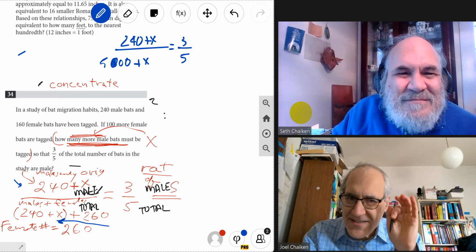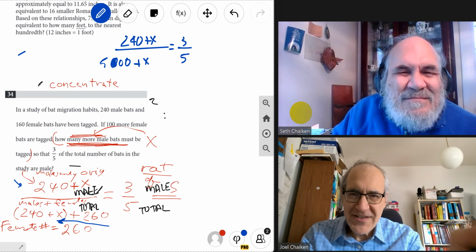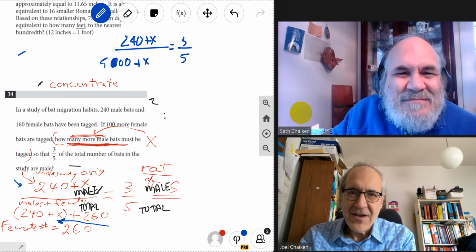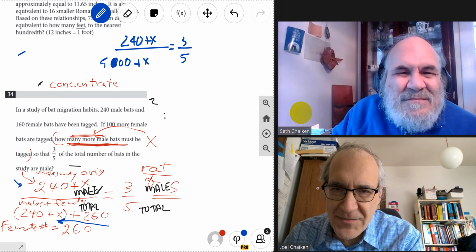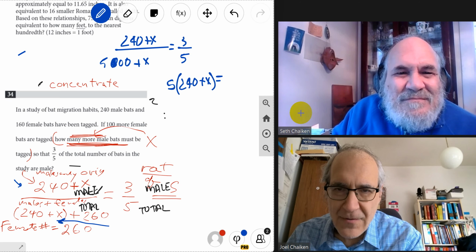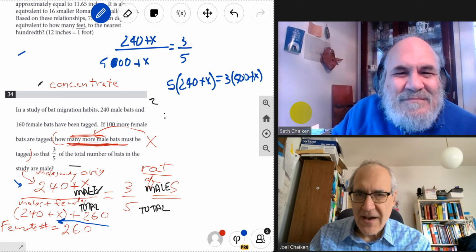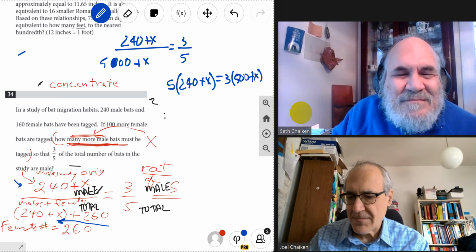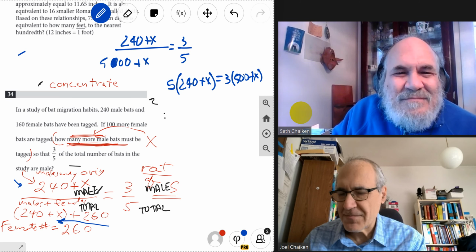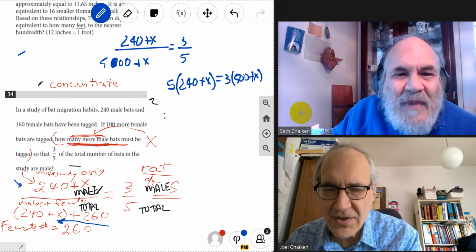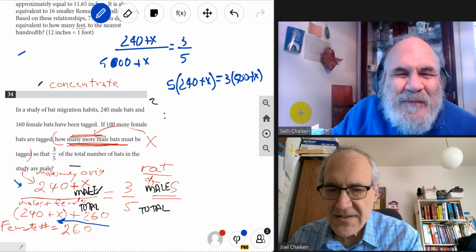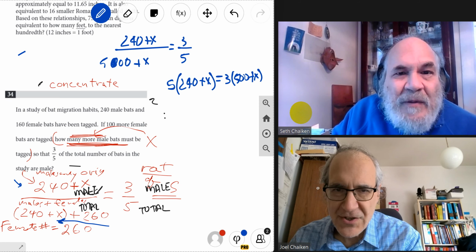I'm just going to invest 4 seconds to see, is there a pattern here? I don't see one. So I'm not cutting steps. It's not worth it. Now I'm going to do 5 times 240. Okay, this is 1200 plus 5x equals 1500 plus 3x.